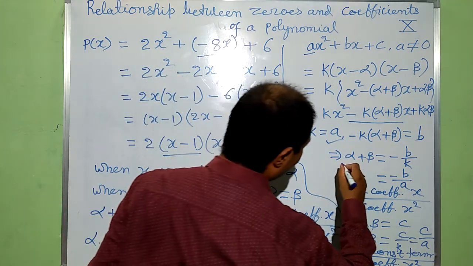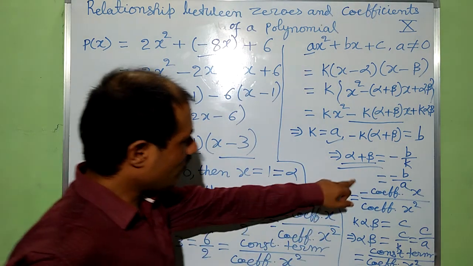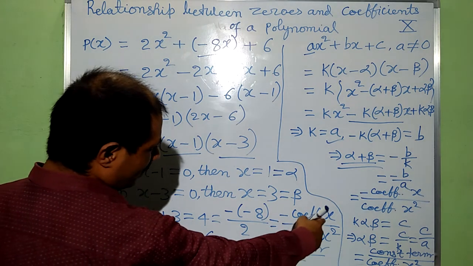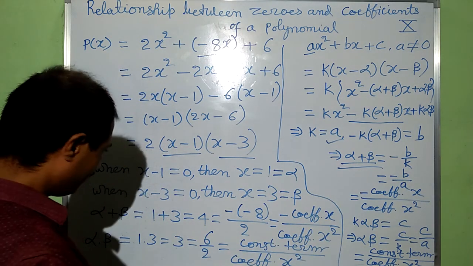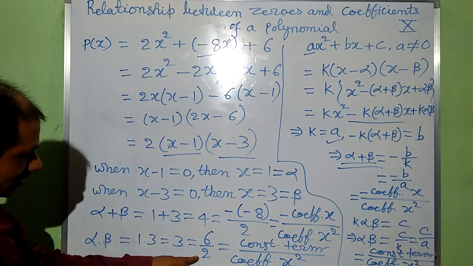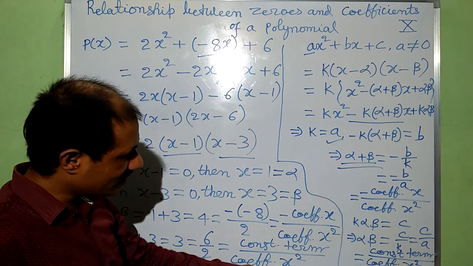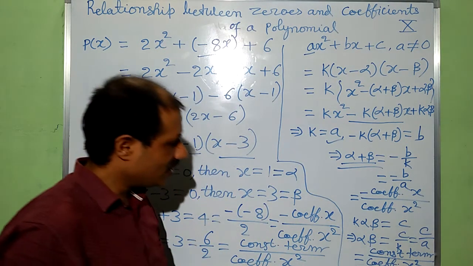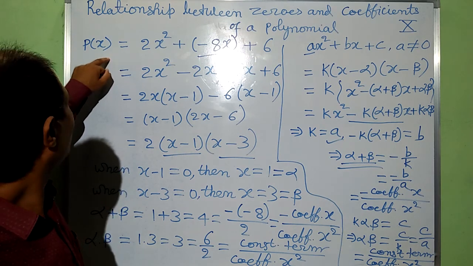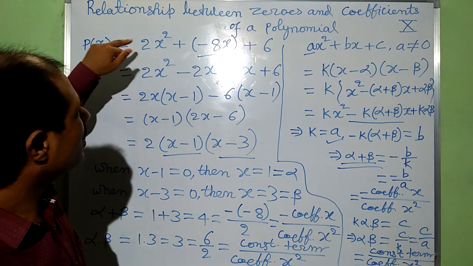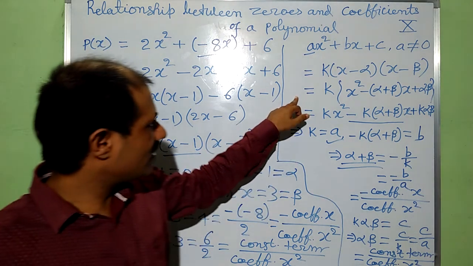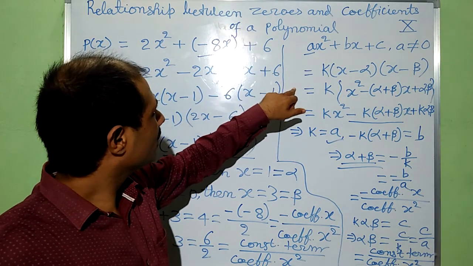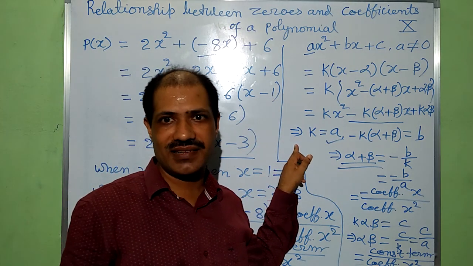Here also, alpha plus beta, the sum of zeros, is equal to minus coefficient of x by coefficient of x square. And the product of zeros, alpha into beta, is constant term by coefficient of x square. This is the relationship between zeros and coefficients for the particular quadratic polynomial, and this is the general relationship between zeros and coefficients of a quadratic polynomial.